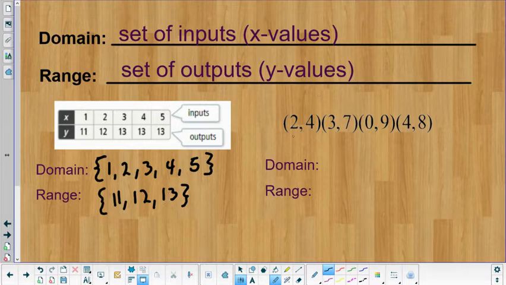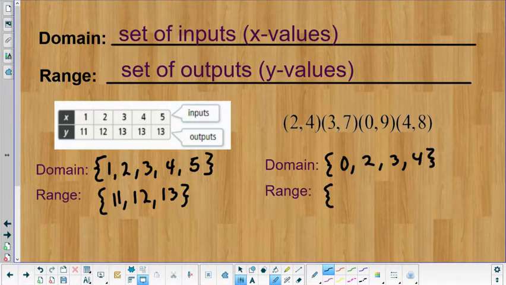Okay, and same thing with my ordered pairs. I'm going to look at my domain, my x values, and go from least to greatest. So it looks like 0 is my smallest, 2, 3, then 4. And my range, I have 4, 7, 9, and 8. So 4, 7, 8, and 9. All the possible x's, all the possible y's.